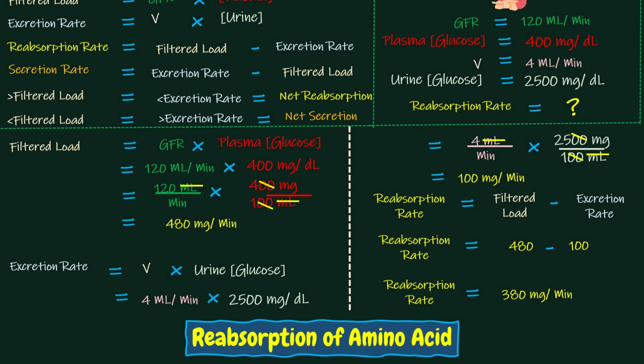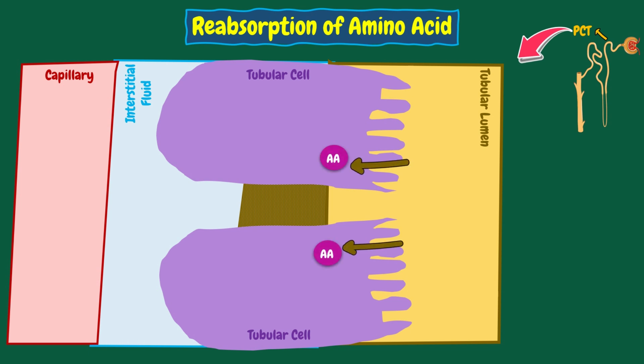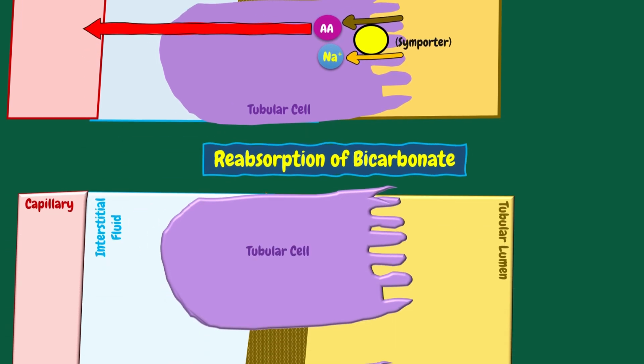Let's discuss the reabsorption of amino acids. Amino acids are also reabsorbed completely in the proximal convoluted tubule. Amino acids are reabsorbed actively by the secondary active transport mechanism by symporters along with sodium.